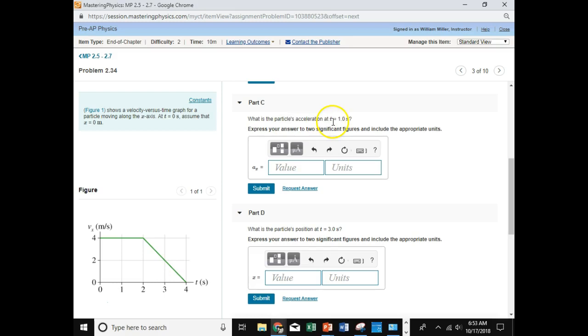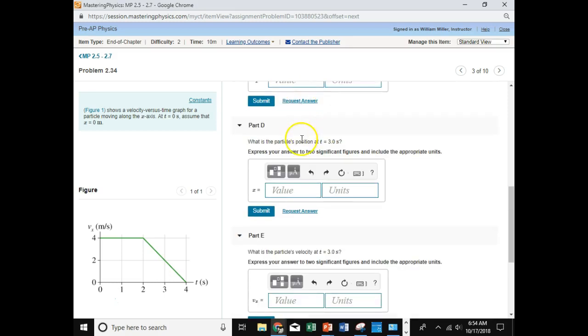What is the particle's acceleration at time t equal to 1.0? Again, we talked about this yesterday and the day before, so just be aware of what information a velocity versus time graph gives you. Obviously, you can find position because that's just the area underneath the graph, but you can also learn something from the slope.